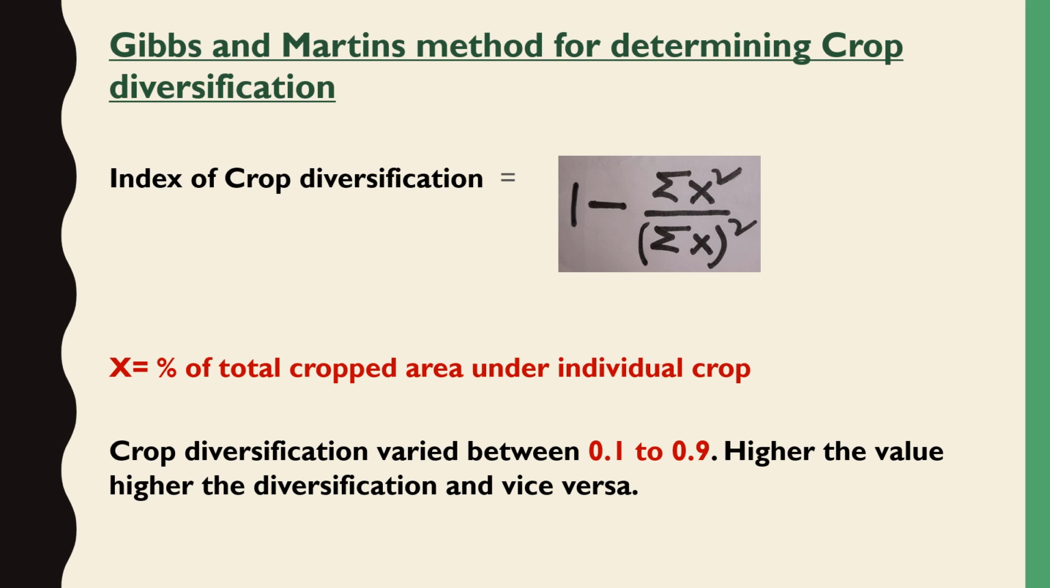Gibbs and Martin's method. Here is the formula 1 minus summation x square by summation x whole square, where x is equal to percentage of area under individual crop. According to this index, crop diversification varied between 0.1 to 0.9. Higher the value, higher the diversification, and vice versa. So these are the enough for this topic.